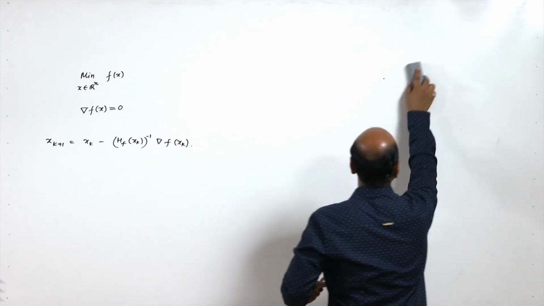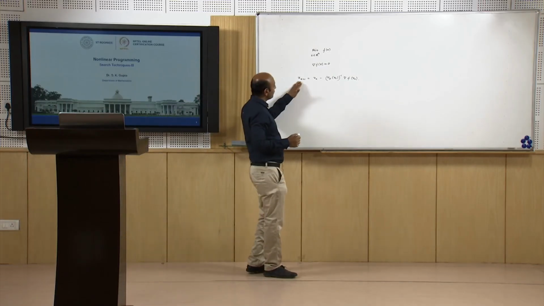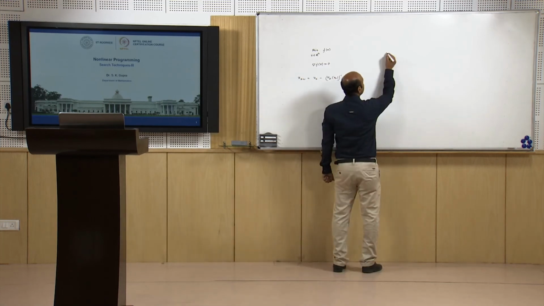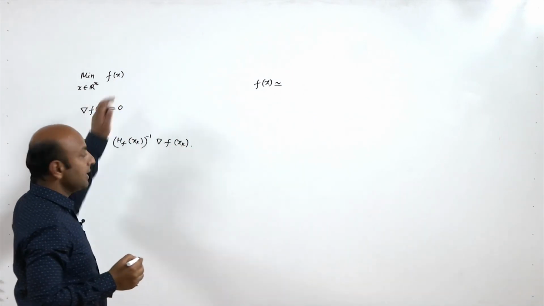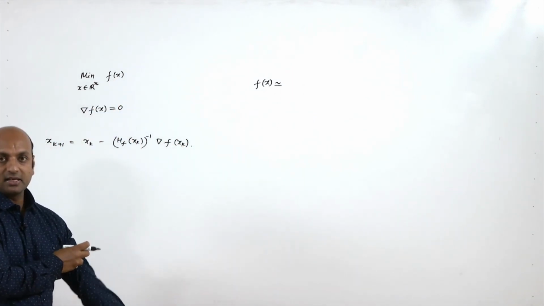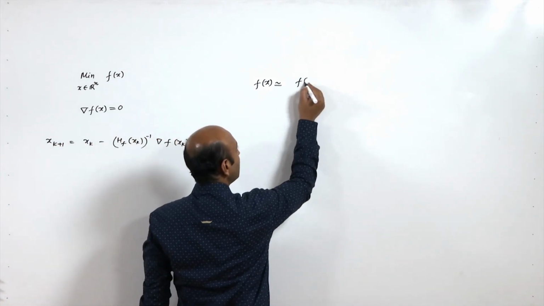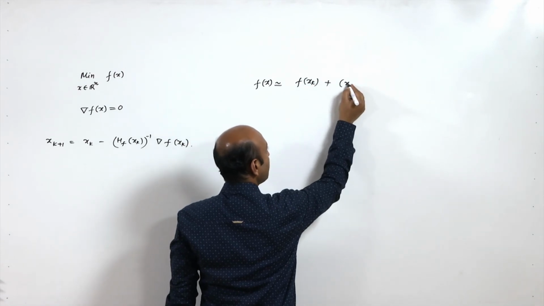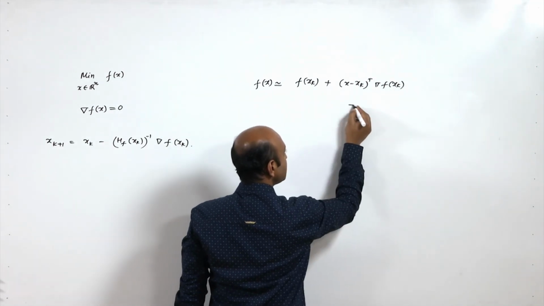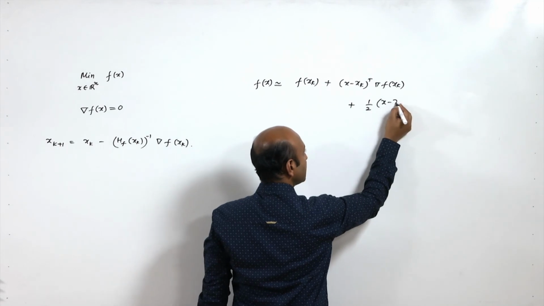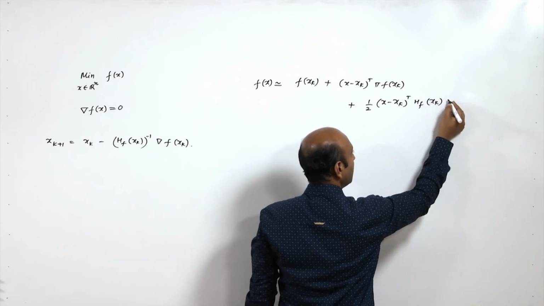This comes from the Taylor series approximation. Now, to find the derivation of this expression, let us write the Taylor series quadratic approximation of this f at x_k in the neighborhood of x_k. How can we write it? It is f(x_k) plus (x - x_k) transpose gradient of f(x_k) plus 1/2 (x - x_k) transpose Hessian matrix of f at x_k into (x - x_k).